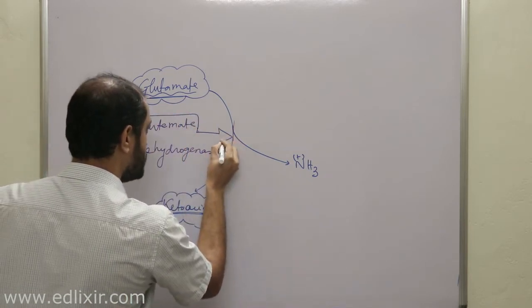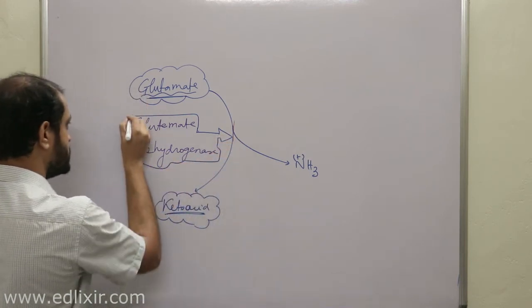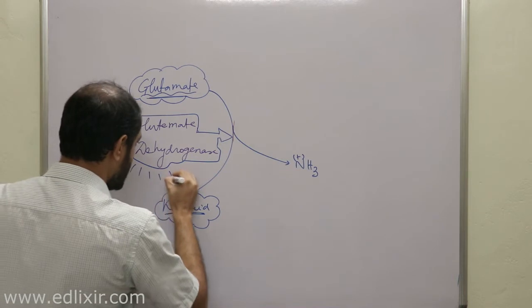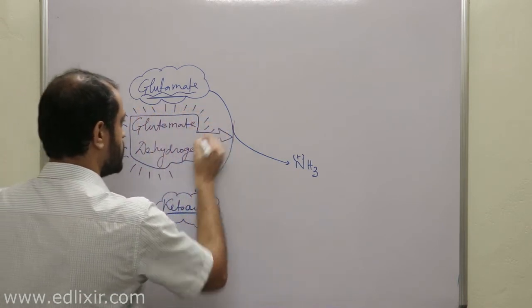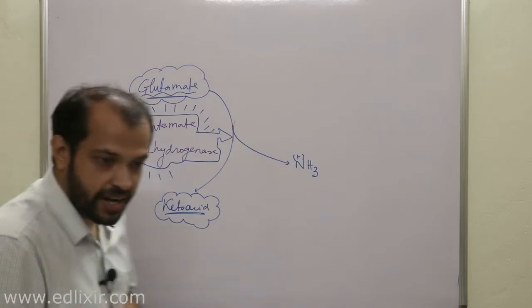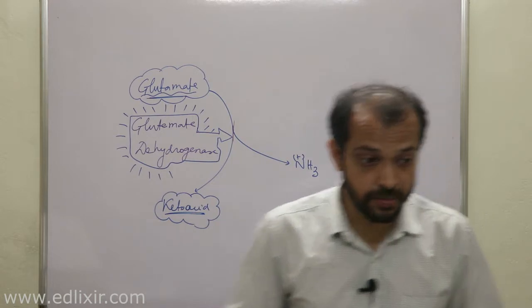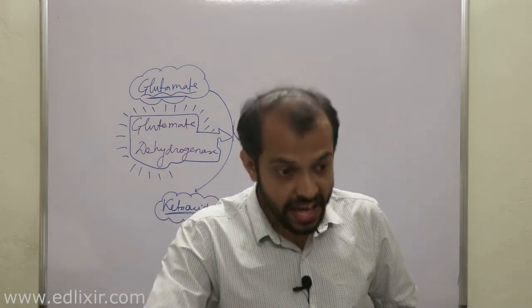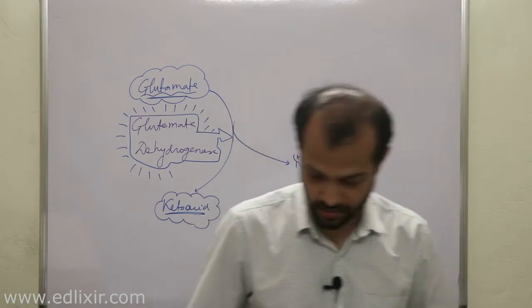Now a very important perspective you need to understand right now is this, that glutamate dehydrogenase is a very, very peculiar type of enzyme. Why am I saying this and why am I stressing on this? Because the cofactors associated with glutamate dehydrogenase help in oxidative deamination as well as reductive deamination. We'll talk about these in detail now. Now listen.